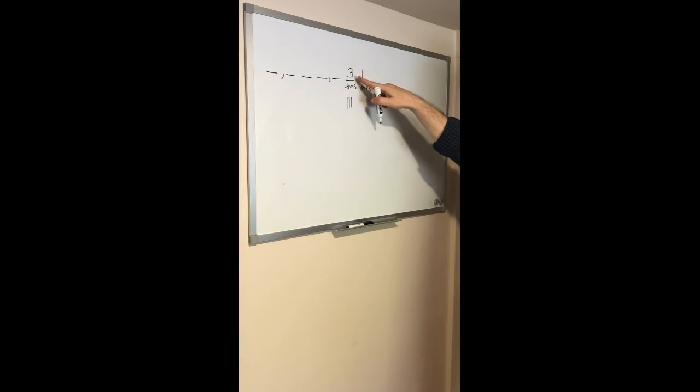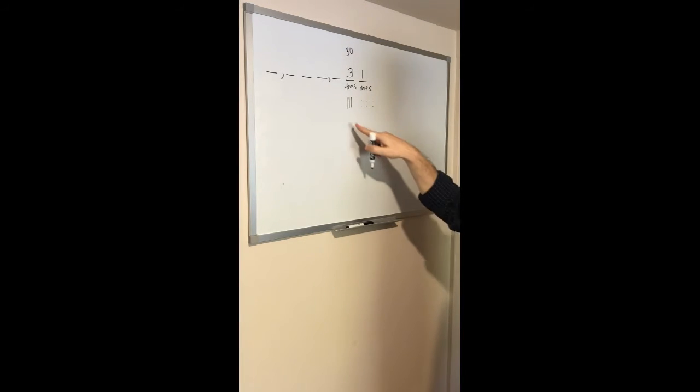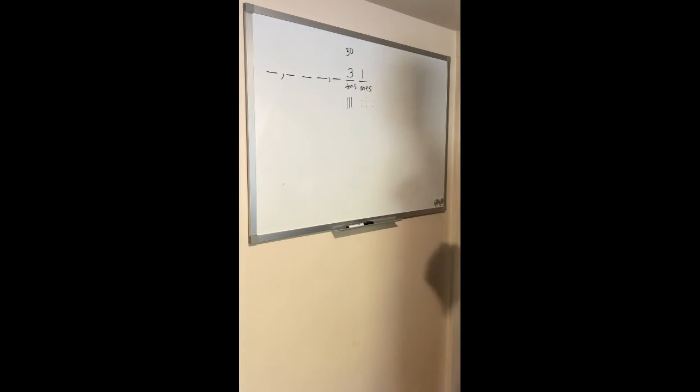Well, the digit in the tens place is 3, but that's not its value. Its value is 30 because 10, 20, 30. In the ones column, that digit is 1 and its value is also 1. So there's a difference between digit and value.